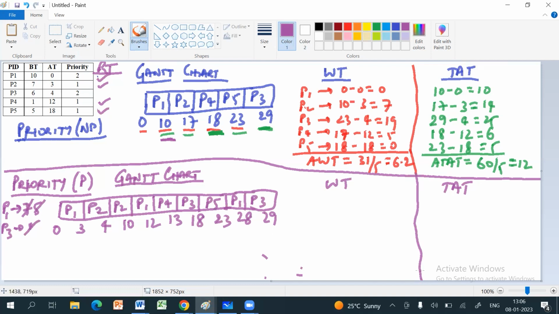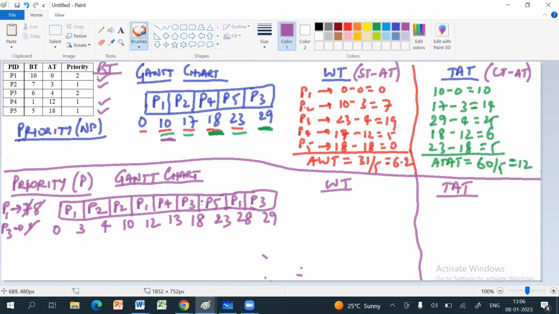Now to make things easier for you, because every process is stopping and starting here, as you're able to see, P1 started at 0 and stopped at 3, again restarted at 10, and again restarted at 23. So in this case, wait time will be effective wait time, not just the wait time. Wait time in the non-preemptive case was start time minus the arrival time, and turnaround time was completion time minus the arrival time.